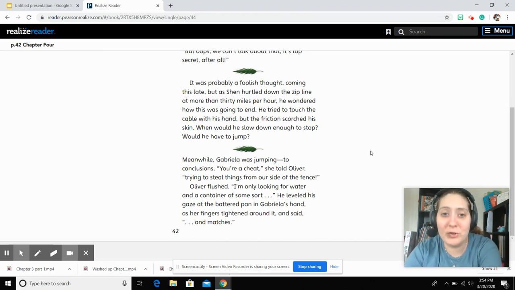Meanwhile, Gabriella was jumping to conclusions. "You're a cheat," she told Oliver. "Trying to steal things from our side of the fence?" Oliver flushed. "I'm only looking for water and a container of some sort." He leveled his gaze at the battered pan in Gabriella's hand as her fingers tightened around it and said, "And matches?"